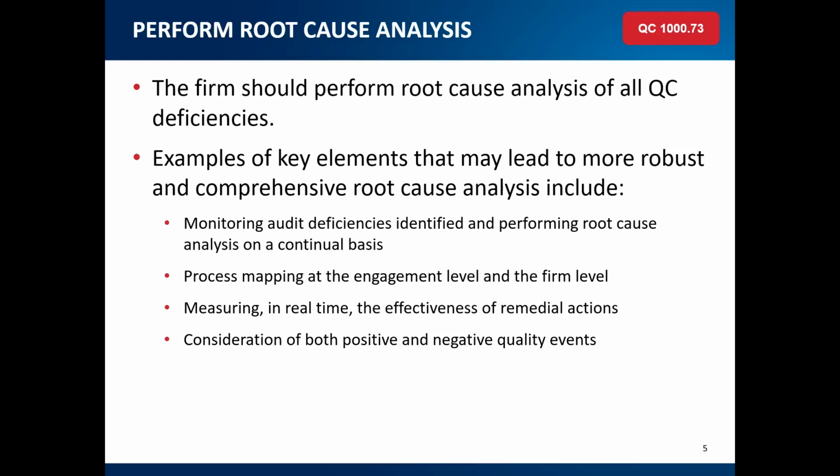Some examples of key elements that may lead to more robust and comprehensive root cause analysis include monitoring audit deficiencies identified and performing root cause analysis on a continual basis. This allows firms to obtain information that allows them to react more timely and implement remedial actions to reduce recurring deficiencies in other audits. Process mapping at the engagement level and the firm level of the underlying workflows of how a firm conducts its practice. A well-defined process makes it easier to analyze negative events to determine what went wrong.